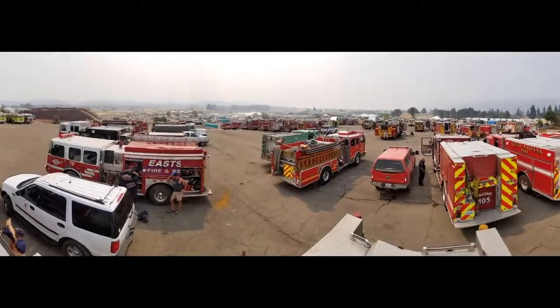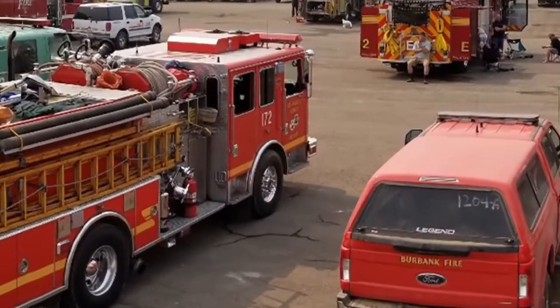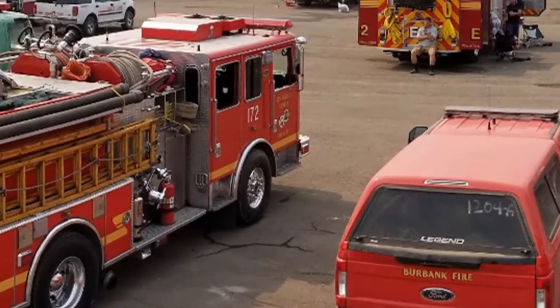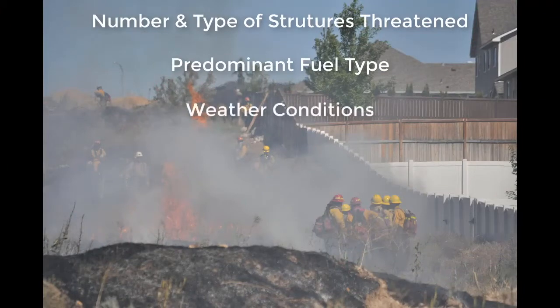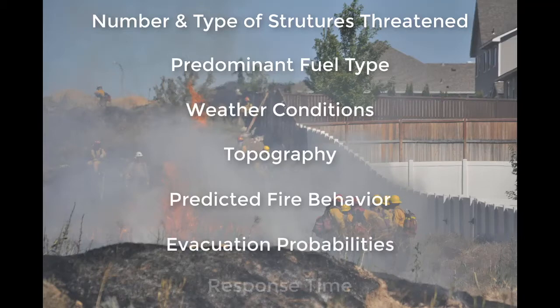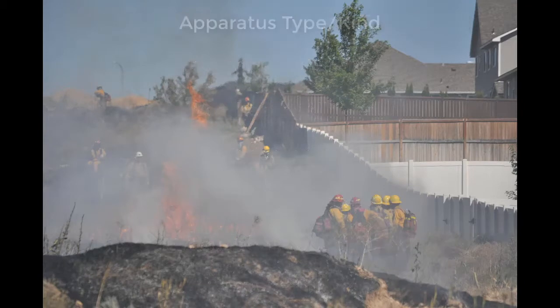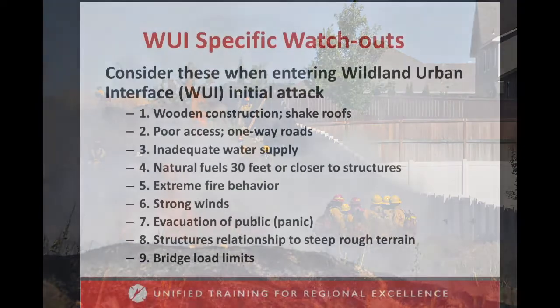Initial arriving units will be level 1 or level 2, and as the incident escalates in size and complexity, consider establishing a base following ICS standards. Items such as number and type of structures threatened, the predominant fuel type, weather conditions, topography, predicted fire behavior, evacuation probabilities, and response times must all be carefully and quickly analyzed, which determine the type, kind, and number of apparatus, equipment, and personnel needs to take appropriate action.